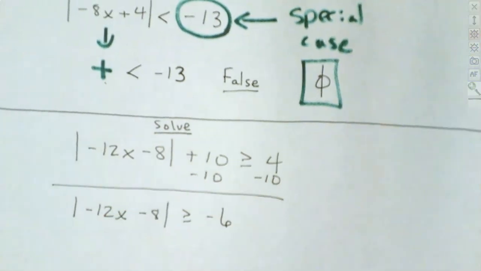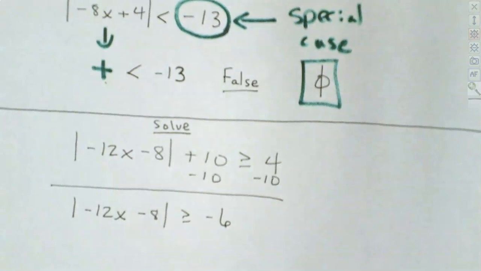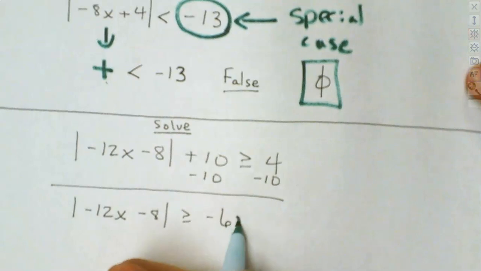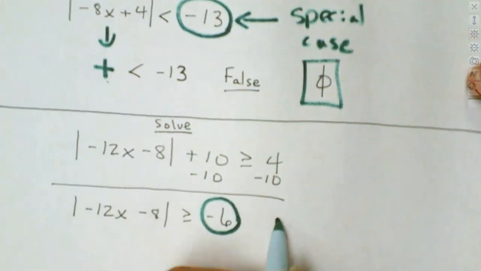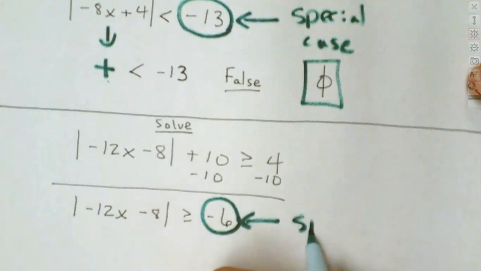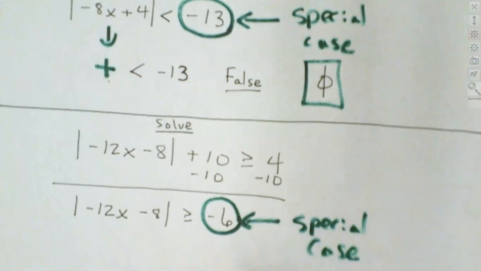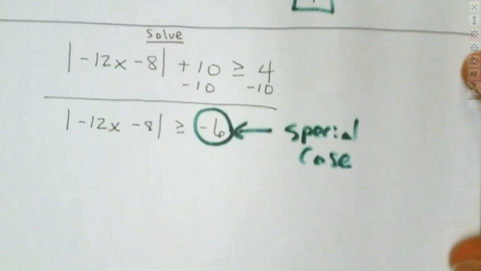Now, do we have to go through and solve this at all? No. This one's either going to be true or it's going to be false. And what makes that determination? Why do we know that we don't have to solve it out? Because that's a negative 6. So that again makes it a special case. If you try to solve it out, you'll get the incorrect answers. So this is a special case.